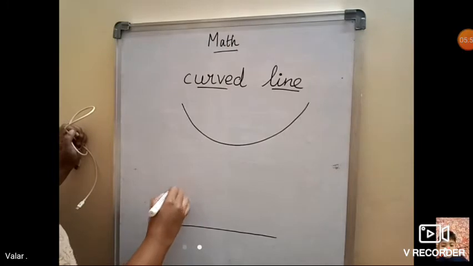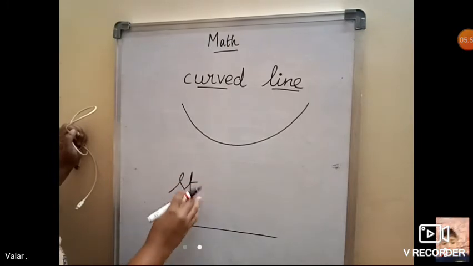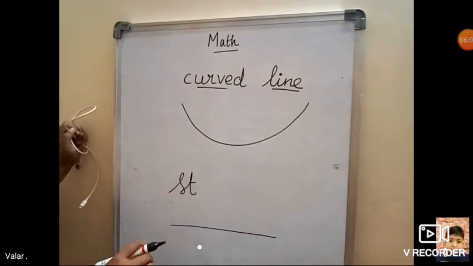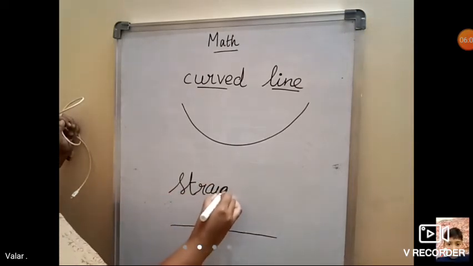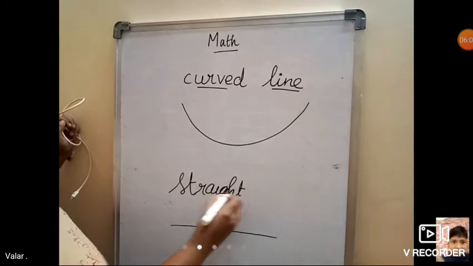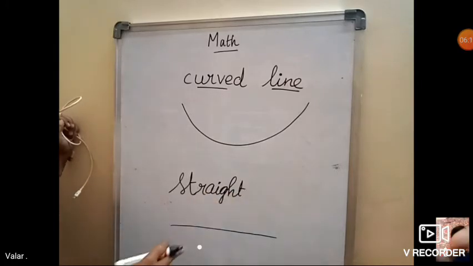Straight line spelling is S-T-R-A-I-G-H-T. Straight. Straight.